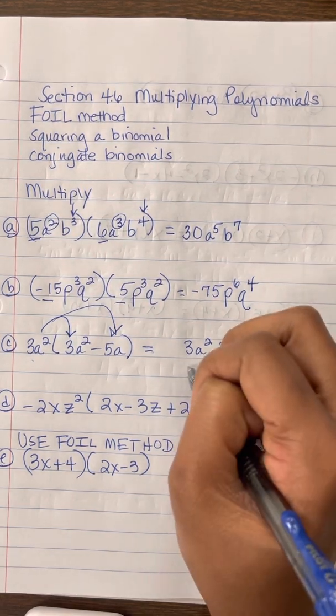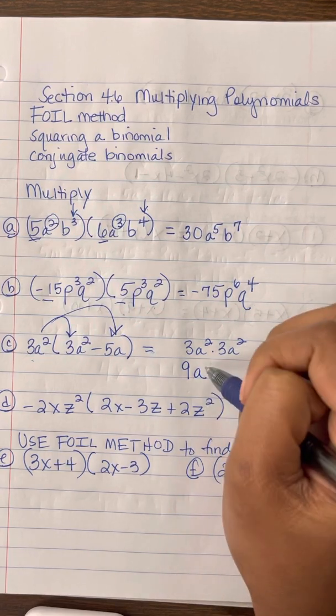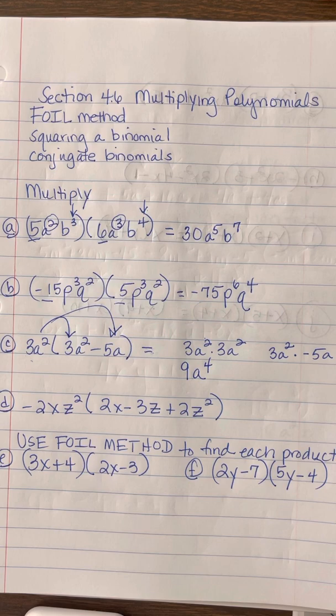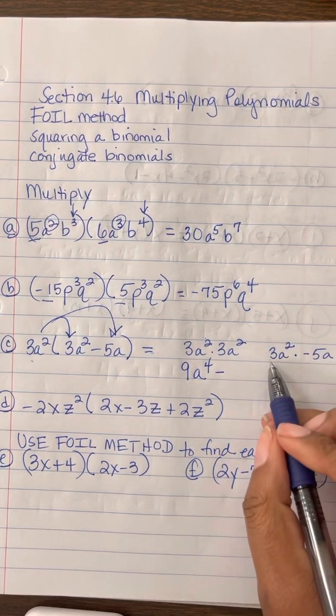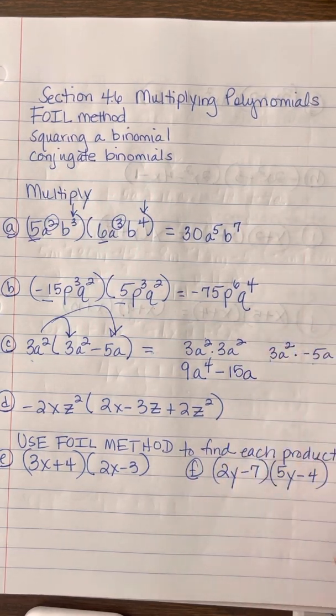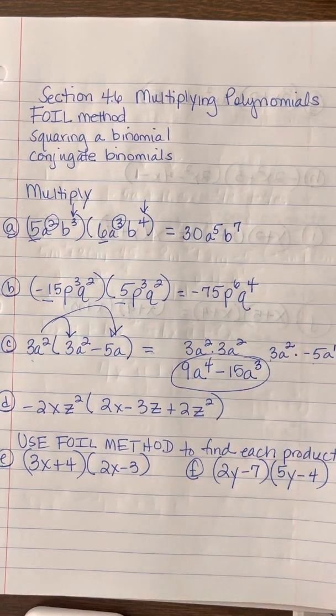3 times 3 gives me 9. A to the fourth power, good. 2 plus 2 is 4. Okay. Next, a positive times a negative is a negative. 3 times 5 is 15. A to the, so this is squared and this is to the first power, okay? So 2 plus 1 is 3. So your answer is 9a to the fourth power minus 15a cubed, okay?